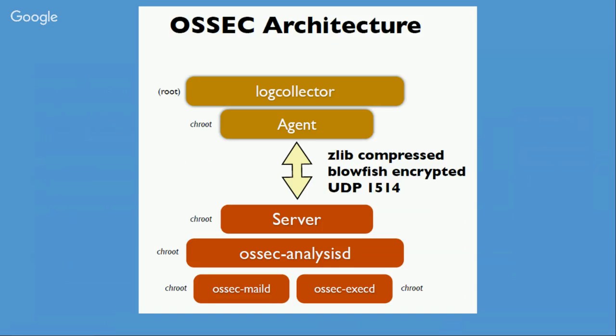Your log collector works at the root, your agent works at your chroot, and the information is sent back and forth between the server via zlib, compressed, using Blowfish encryption. That information is shared back and forth between the agent and the server and analyzed by Ossec and then mailed out, or some other sort of execution is done depending upon your setup and based on the rule that you set.